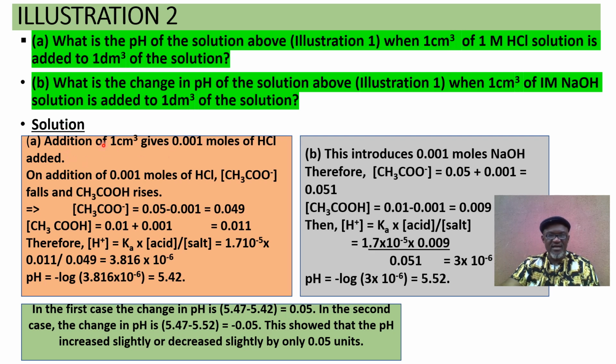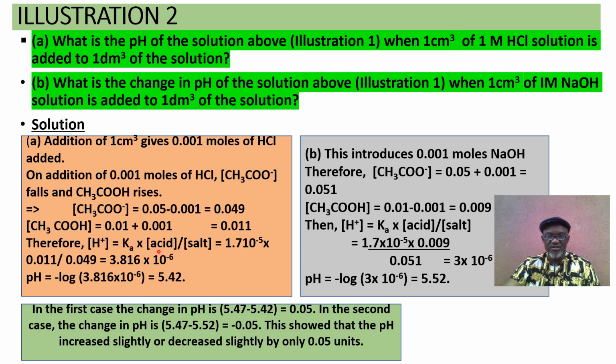So we now work that out. Addition of 1 cm cube gives 0.001 moles of HCl added. Therefore the concentration of the ethanoate falls and the concentration of ethanoic acid rises because we added acid. And we'll check the concentration now. It will be 0.05 before minus 0.001, which gives us 0.049. And this will be 0.01 plus 0.001, which is 0.011.